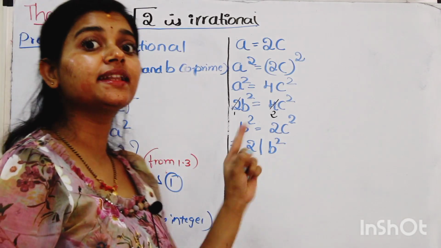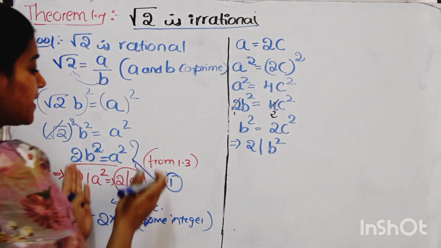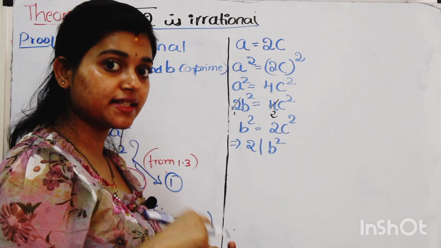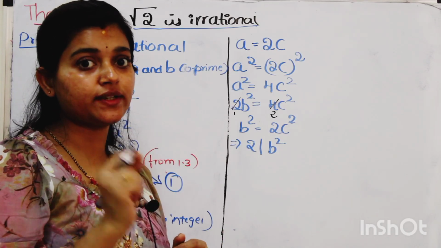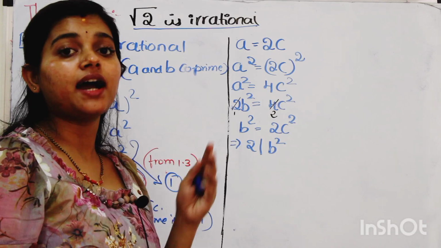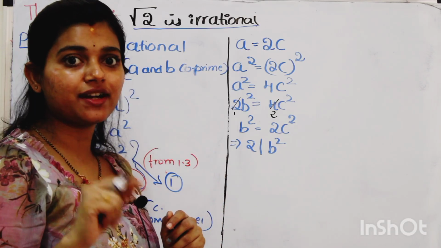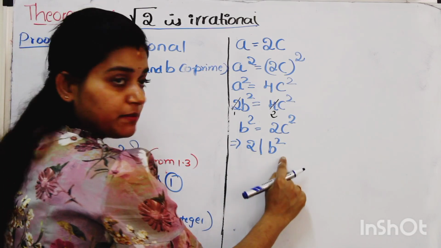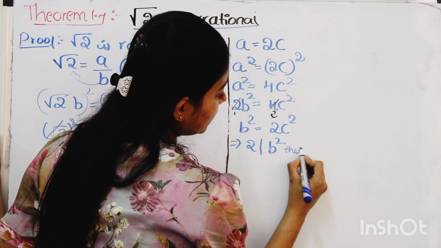Now by theorem 1.3, we do the same process here. What is theorem 1.3? P is a positive integer, p is a prime, and if p divides a square, then p divides a. Same procedure here. If 2 divides b square, then that implies, what happens?